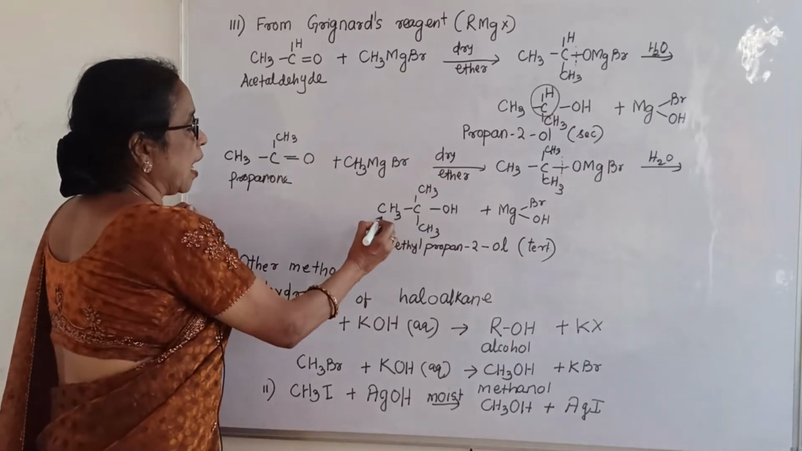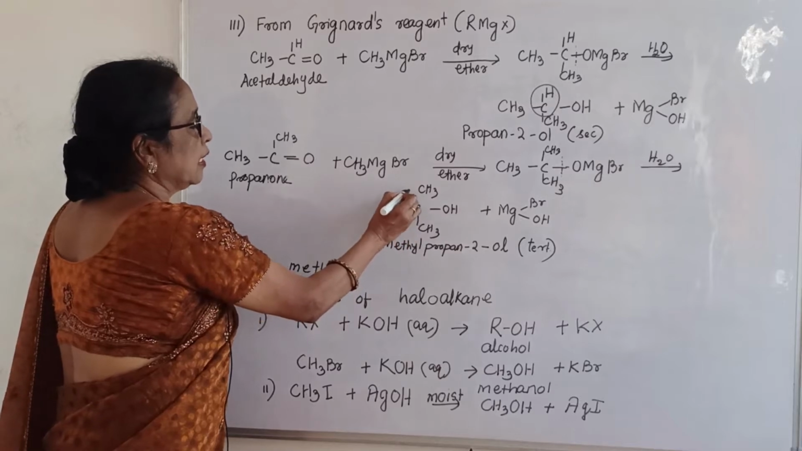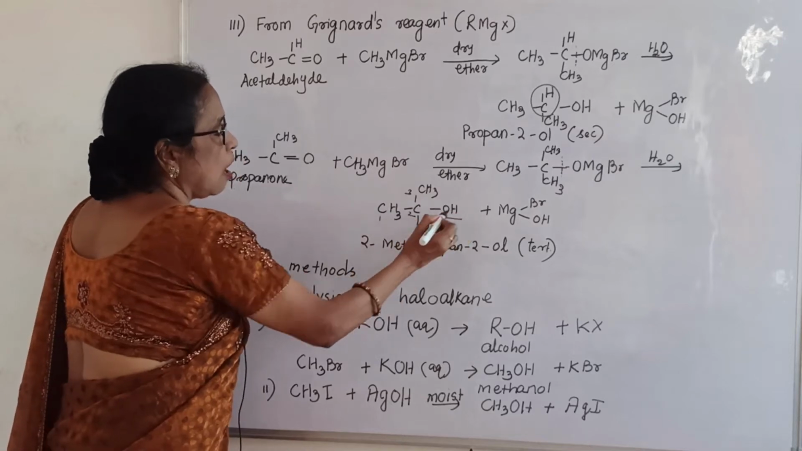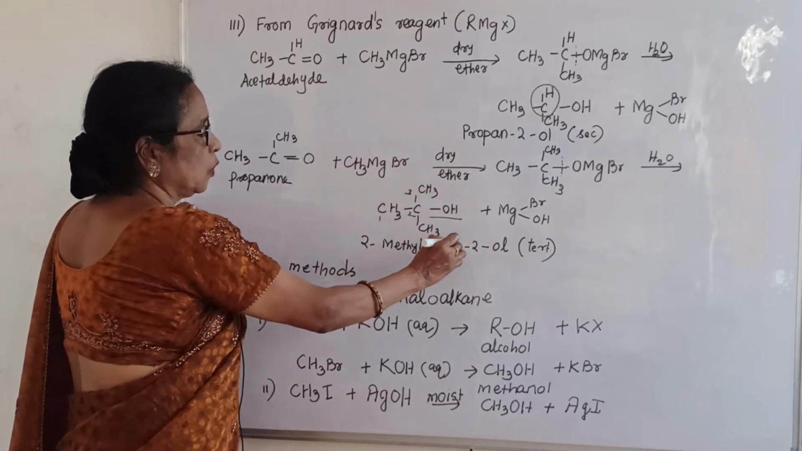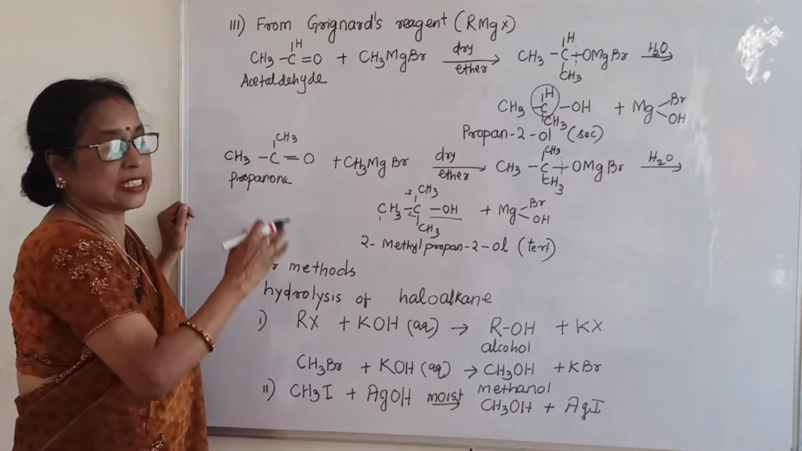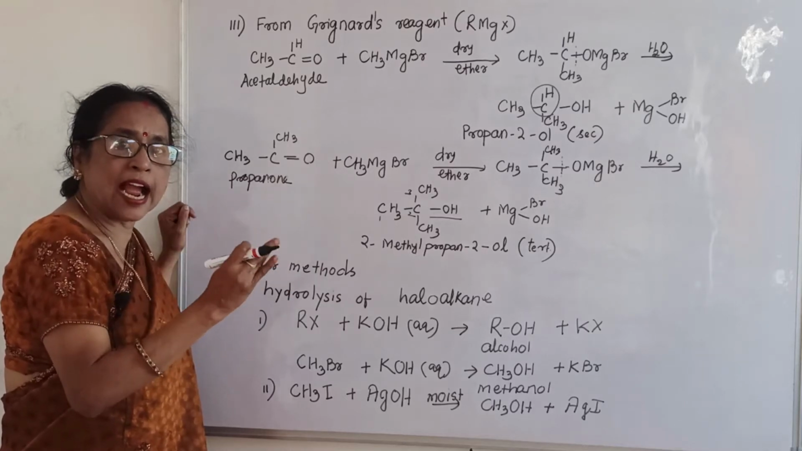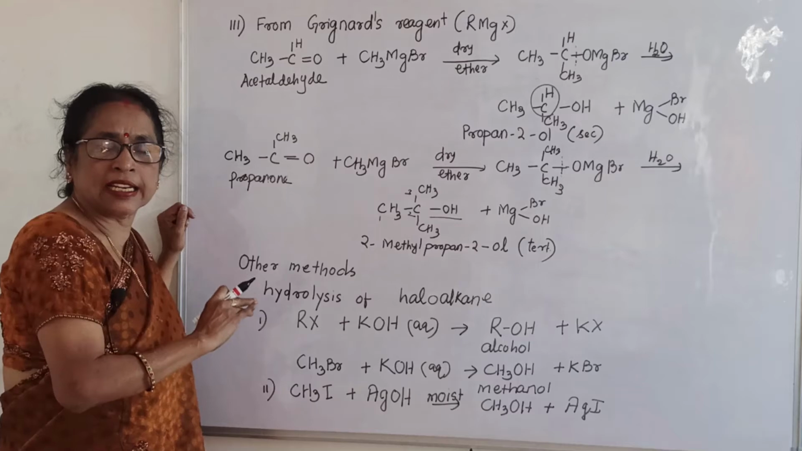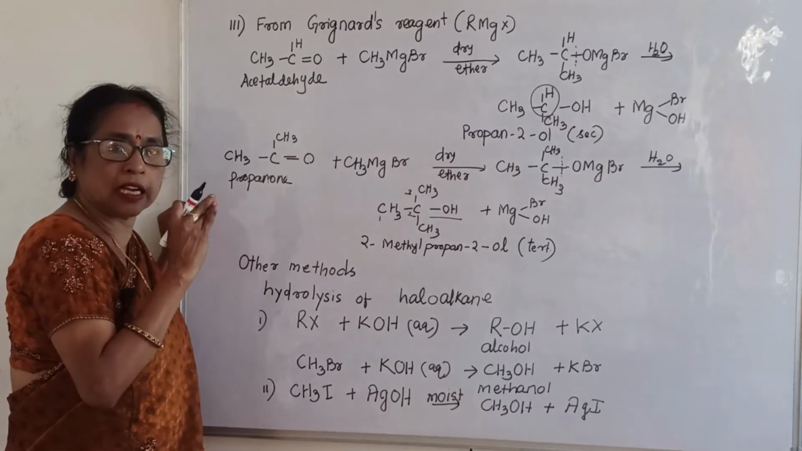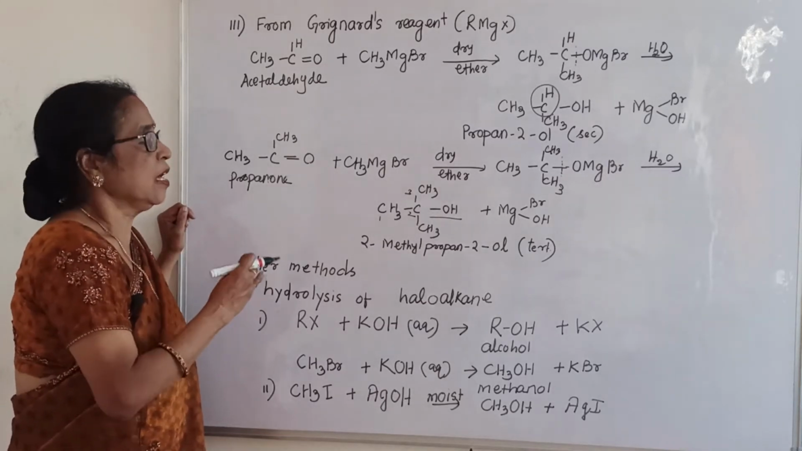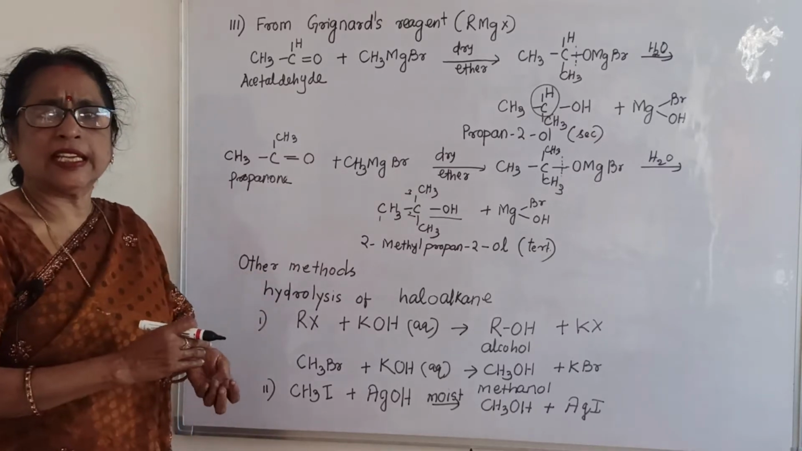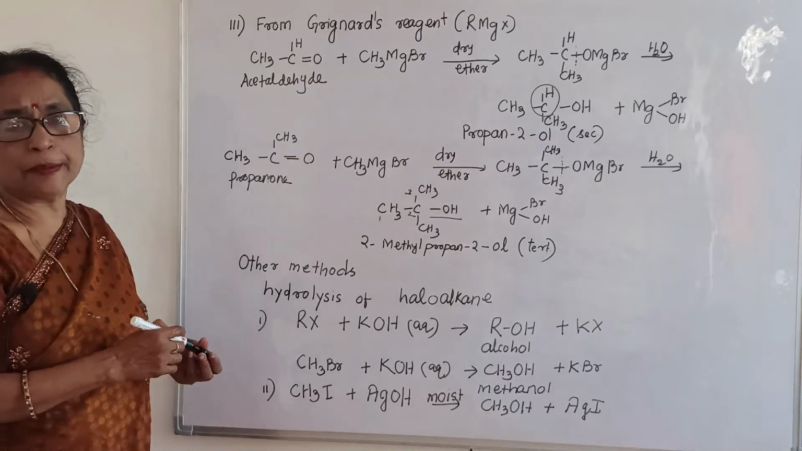See, 2-methyl, let's see 1, 2, 3. 2-methyl propan-2-ol. This is 2-ol, that means 2-methyl propan-2-ol. Here it indicates it is a tertiary alcohol. Again see, formaldehyde gives ethyl alcohol, acetaldehyde gives propan-2-ol, a secondary alcohol, whereas a ketone, for example propanone, gives a tertiary alcohol, that is 2-methyl propan-2-ol. Then after that you can see there are many other methods which are also very important.